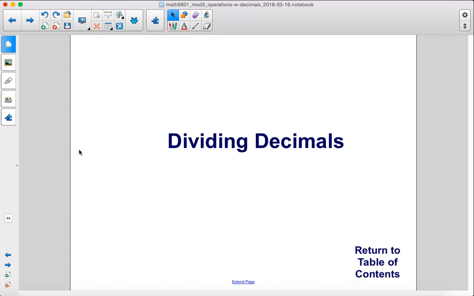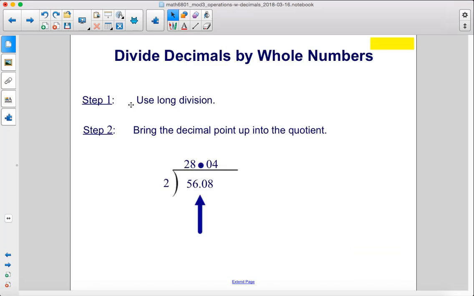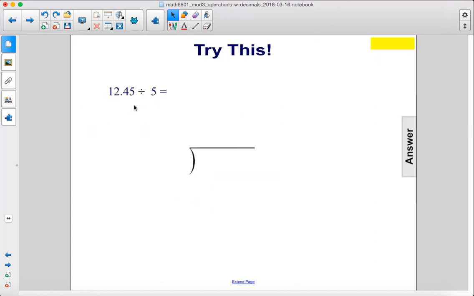Dividing decimals. Step 1. Use long division. Step 2. Bring the decimal point up into the quotient. 12.45 divided by 5. That makes 5 our divisor and 12.45 our dividend.